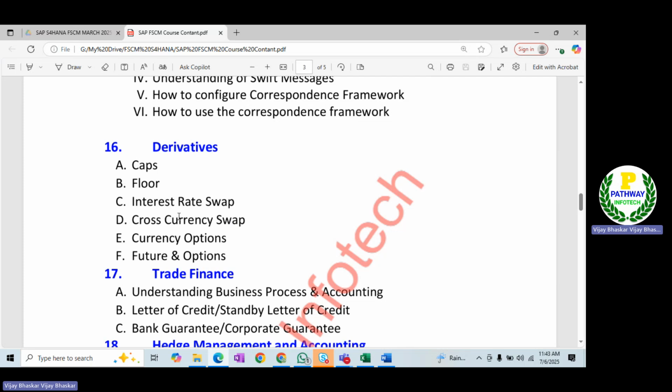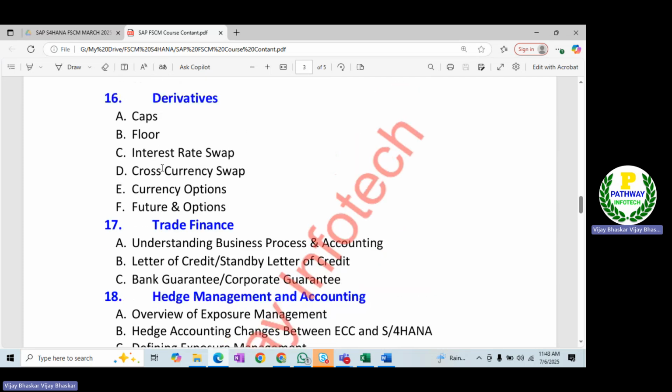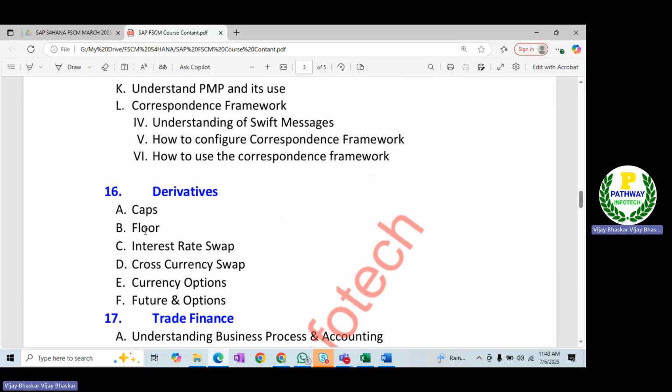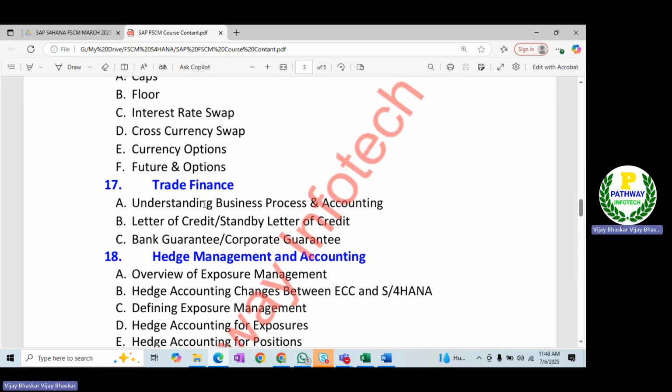Coming to the next one here, trade finance. One topic which I have not yet included here, I am going to publish during the demo, because that is commodity management. After completion of the derivatives, as per my topics queue, commodity management is to be completed. After completion of that, only then am I going to start the trade finance topic.